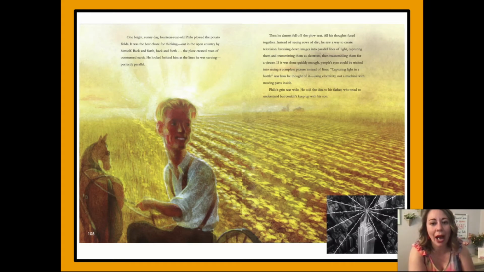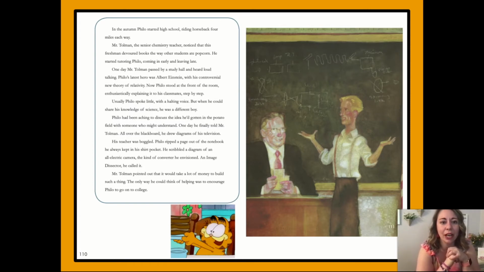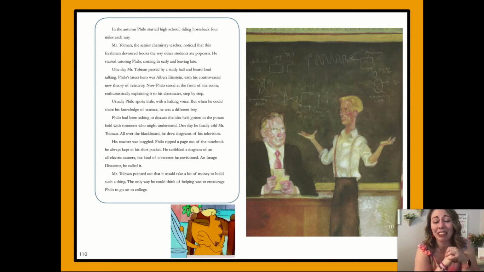Philo's grin was wide. He told the ideas to his father, who tried to understand, but couldn't keep up with his son. Imagine he's thinking to translate these in waves, right? He's trying to transmit these pictures into electrons. In the autumn, Philo started high school, riding horseback 4 miles each way. Mr. Tolman, the senior chemistry teacher, noticed that this freshman devoured books the way other students ate popcorn. He started tutoring Philo, coming in early and leaving late.